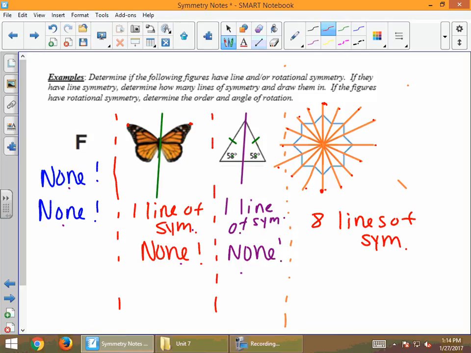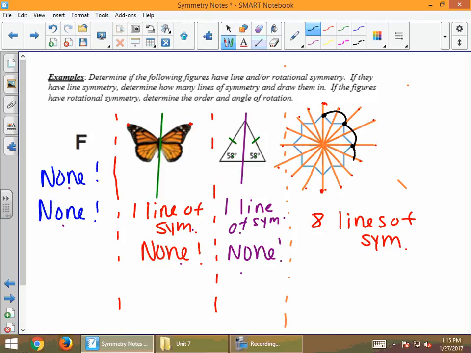Does this guy have rotational symmetry? Yes. Just to figure out how many times we can rotate it so that it maps onto itself, let's take a look at this point right here. If we rotate it to exactly here, there's 1 rotation, it will map up. If we rotate it again to here, it will map up.